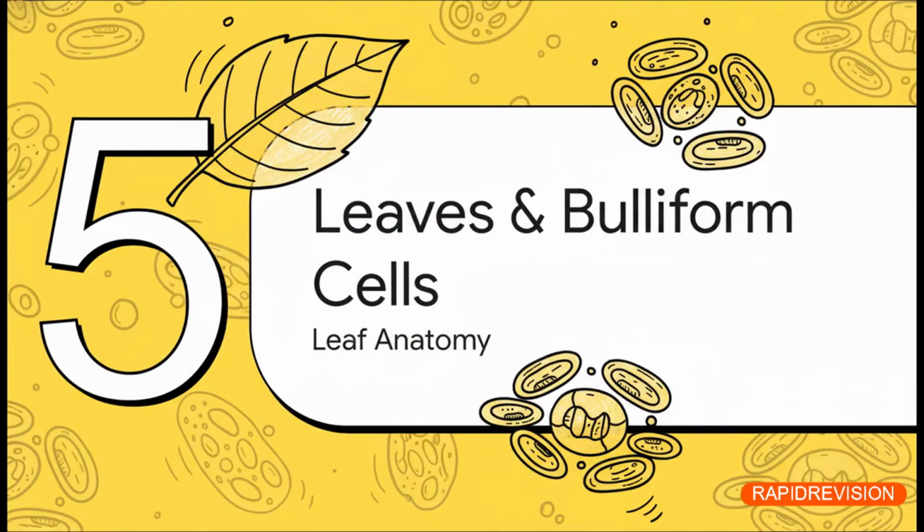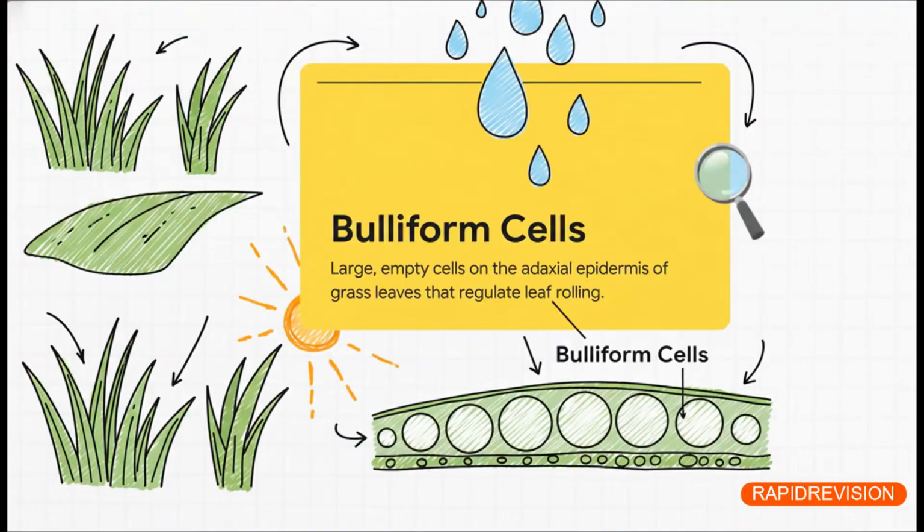Fantastic. Let's power through our final rapid-fire concept regarding leaf anatomy, leaves and bulliform cells. So, what on earth are bulliform cells? Well, in grasses, some specific cells on the adaxial, that is the upper epidermis, modify themselves into these really large, empty, colorless cells. These are your bulliform cells, and their job, it's all about turgor pressure.